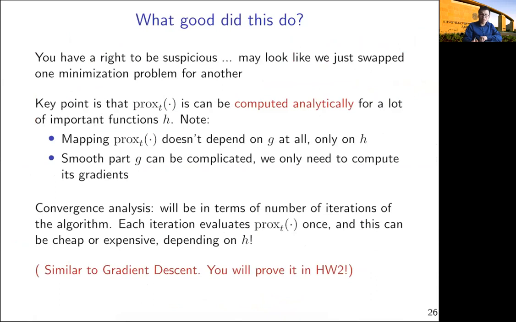And if the prox is efficient, then every iteration of the previous algorithm, the proximal gradient descent algorithm, becomes efficient. And in terms of the convergence, we can essentially get exactly the same guarantee as gradient descent, that depends only on the smoothness of the smooth part of the composite objective function.